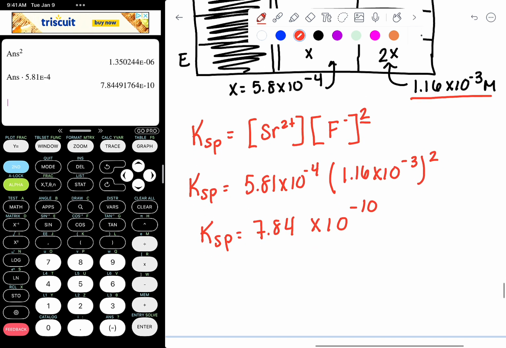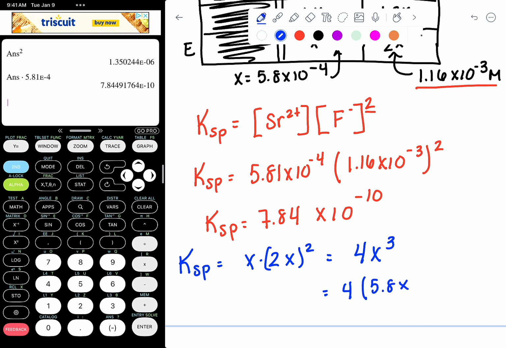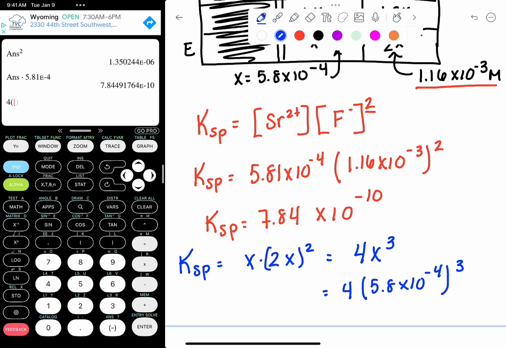Another way that you could solve this problem, which again is the same math, you're just doing it in different steps. You could take KSP and you know it's going to be x times 2x squared, which we know is going to be 4x cubed. You could then just plug in our x value of 5.8 times 10 to the minus 4 cubed. So if we plug that into our calculators, we get 4 times 5.81 times 10 to the minus 4 cubed. And we get the same exact number out.